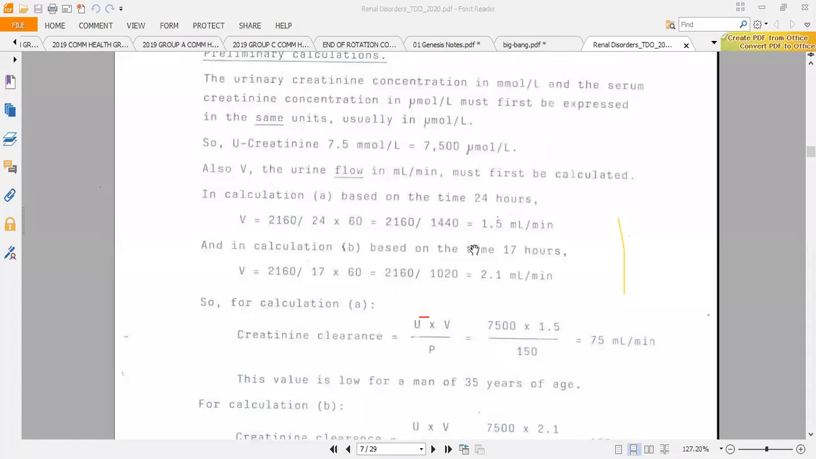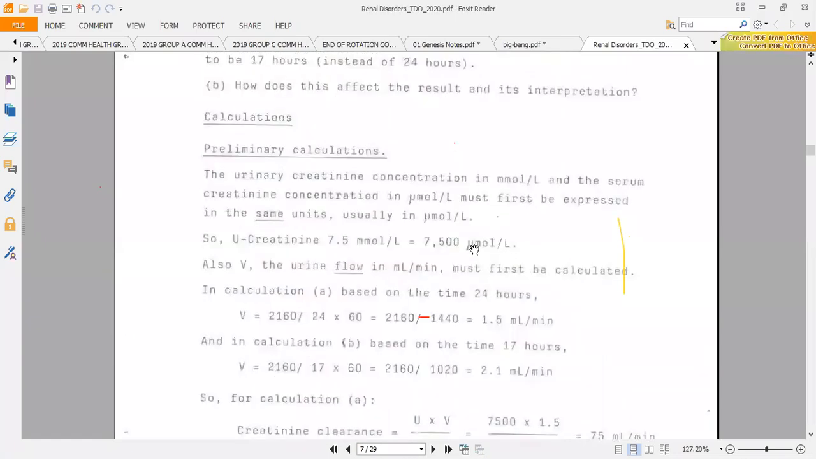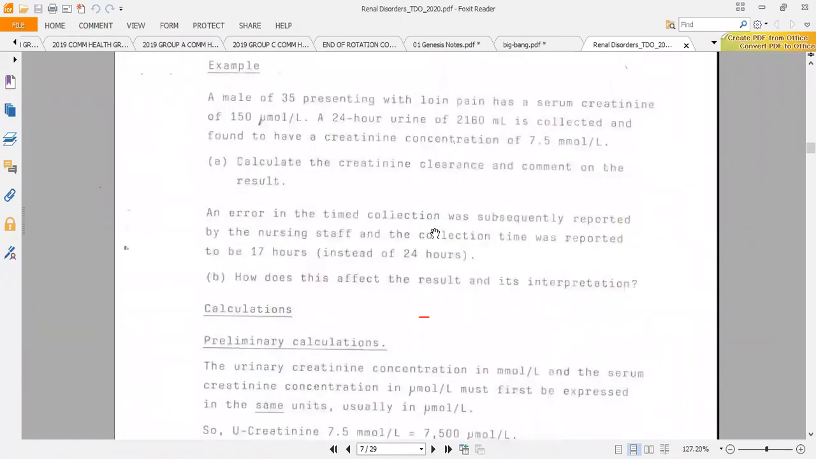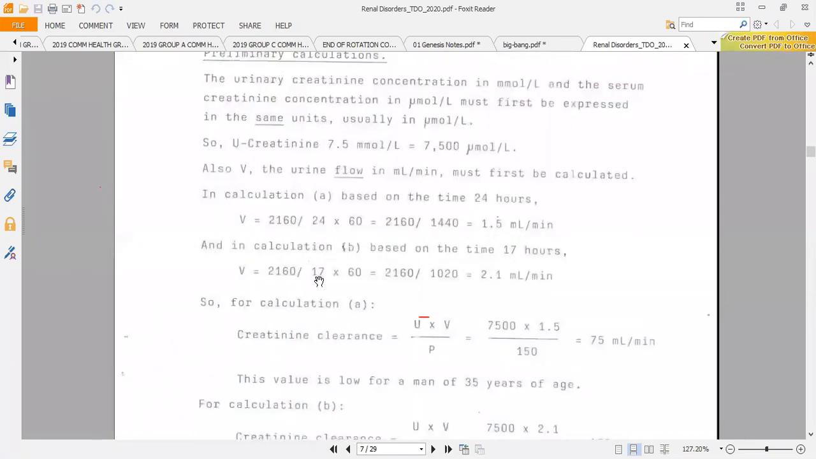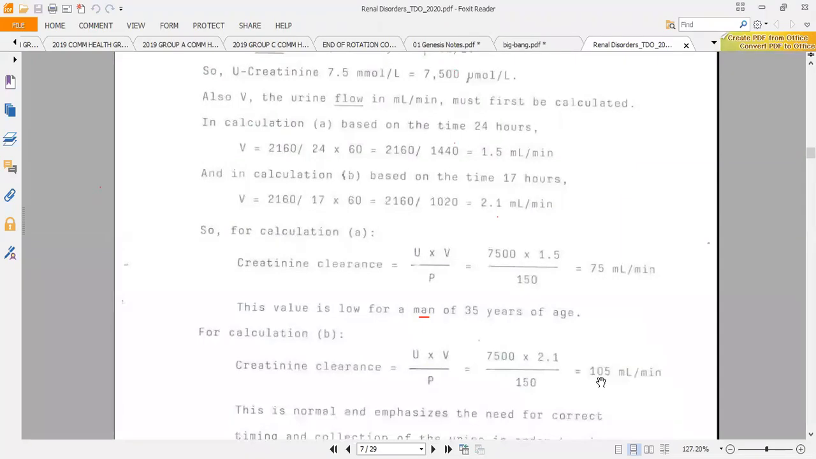Okay, so let's look at the question. If an error in the time collection was reported to be 17 hours, how does this affect the GFR? It's going to affect the GFR because in the calculation over here, we are going to use 17 hours instead of the 24 hours. That's going to give us the volume flow rate to be 2.1 mils per minute, and when we do the calculation, we are going to get something like 105 mils per minute, which is normal. So just because the person misinterpreted the time, we are getting different values for the GFR.